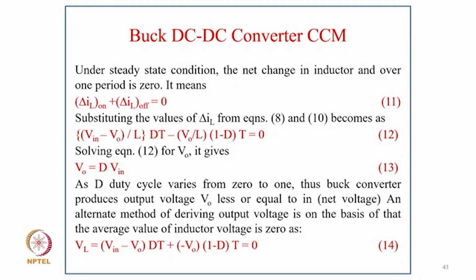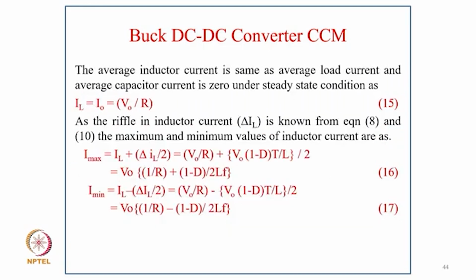As the duty cycle D varies from 0 to 1, the buck converter produces an output voltage less than or equal to the input voltage. An alternate method for deriving the output voltage is based on the average voltage of the inductor being 0. So VL equal to (V in minus VO) D T plus (minus VO)(1 minus D) T, from which we get the relation VO equal to D V in. Now, the average inductor current is the same as the average load current, and hence the average capacitor current is 0 under the steady state condition.